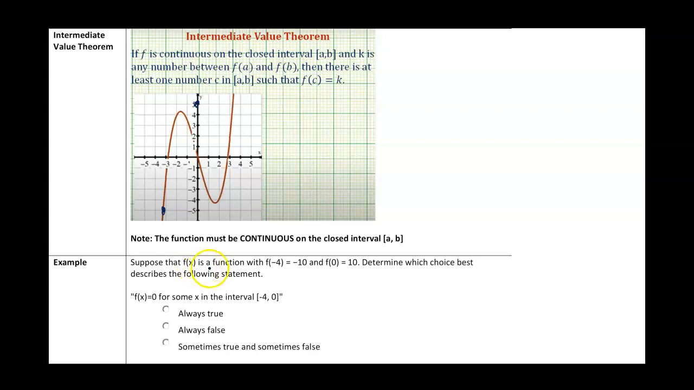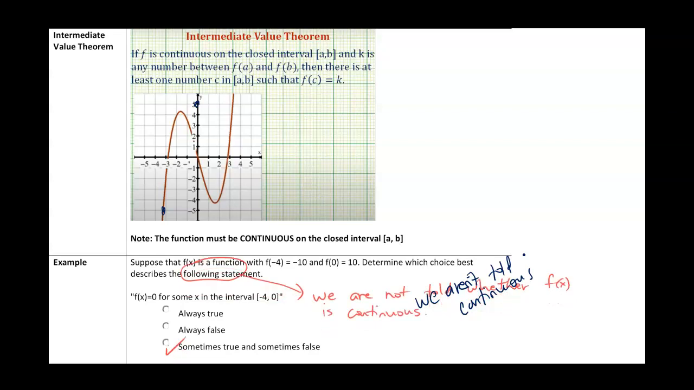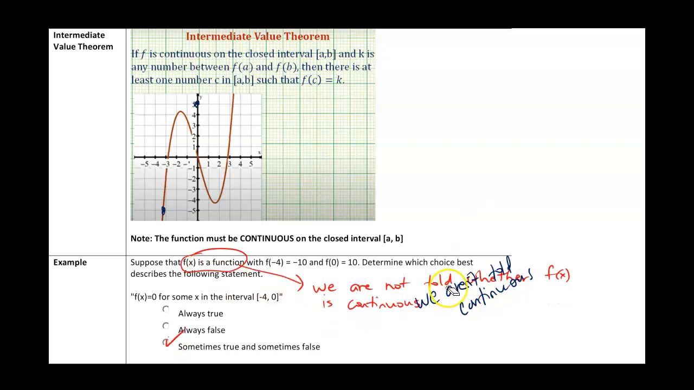So suppose that f of x is a function with f of negative 4 equal to negative 10, which is the following statement. Now this is kind of a trick question because we aren't told that the function is continuous. And that's one of the requirements for the intermediate value theorem. So this is going to be sometimes true and sometimes false because we're not told whether f of x is continuous or not.